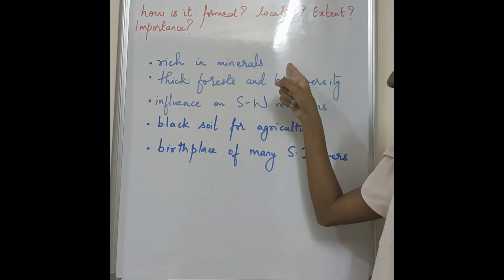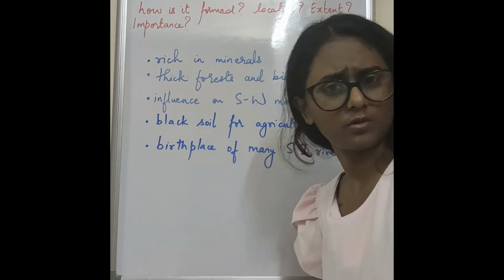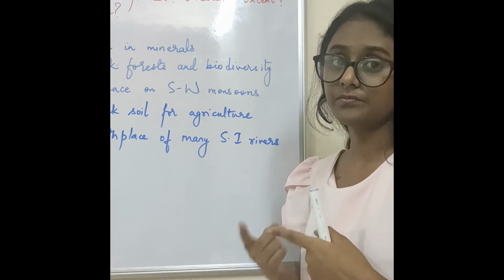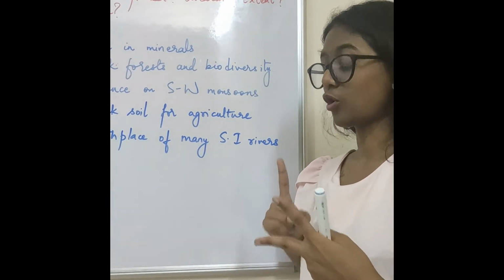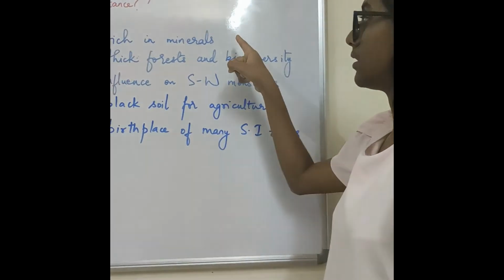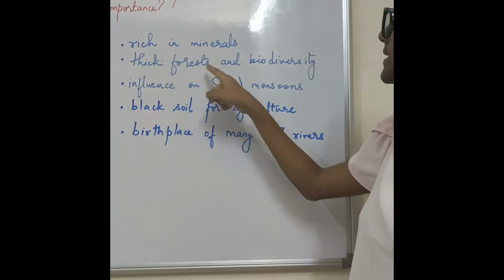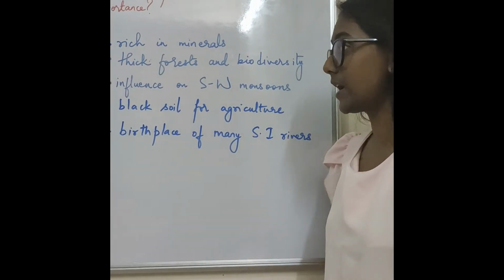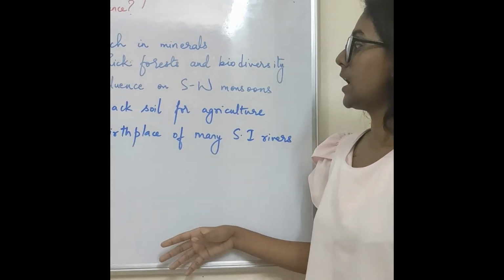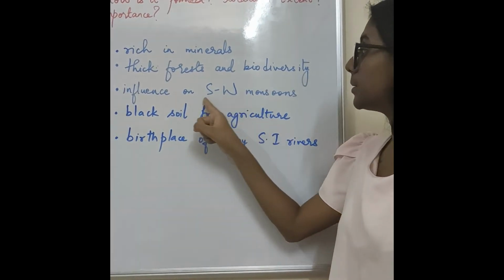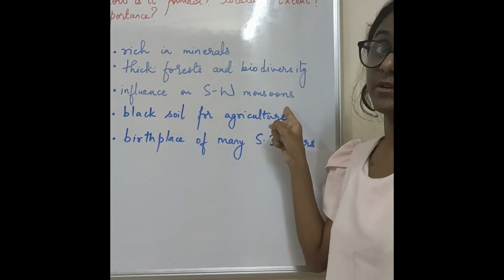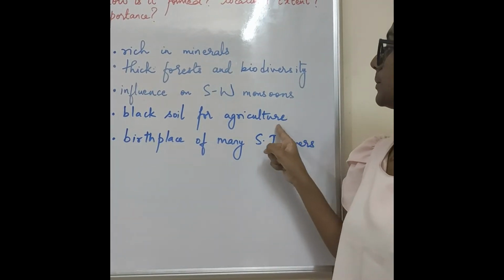Now let's learn about the importance of the Peninsular Plateau. Now as we know, it's very rich in minerals. So some of the important minerals are bauxite, which is aluminium. We have iron ore, we have copper, we have gold ores, and many more. So it's very rich in minerals, and there are thick forests and biodiversity that you can find, especially in the Western and the Eastern Ghats and all of the mountain ranges. And the Western Ghats in particular play a huge role in the southwest monsoons, which you will learn in the climate chapter, and the black soil.